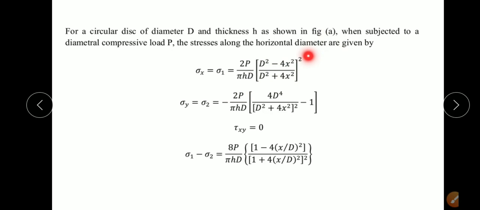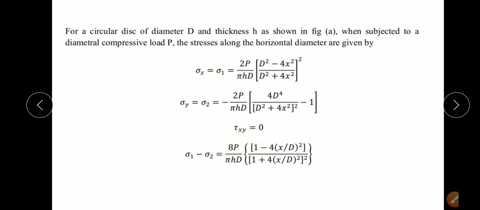You have to remember this equation. Similarly, sigma y, the stress in the y direction, is taken as sigma 2, which is equal to minus 2P by pi h d into 4d to the power of 4 by d square plus 4x square, into 2 whole square, minus 1. And the shear stress is considered as 0 in here.